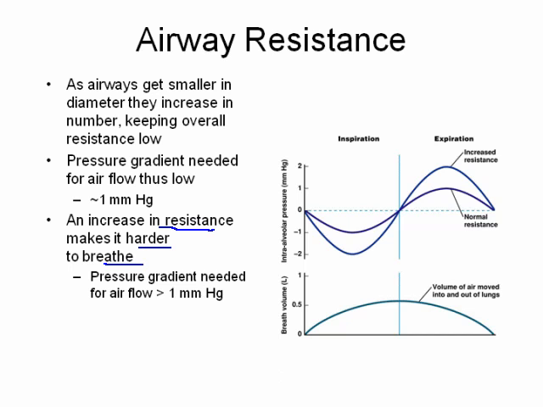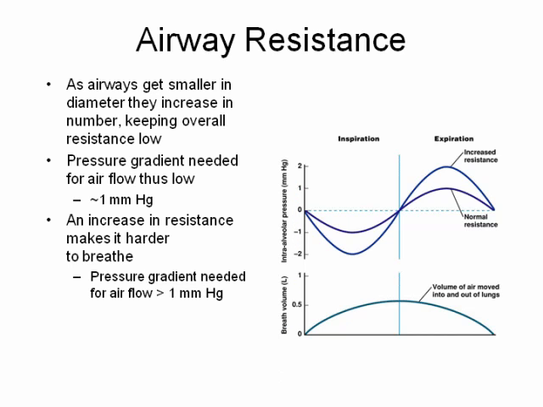An increase in resistance impeded blood flow. Well, of course, it impedes or resists airflow. So if resistance goes up, then we're going to need a greater pressure gradient. So the pressure gradient is going to have to go up. So what we're looking at here again is our intra-alveolar pressure and tidal volume changes.